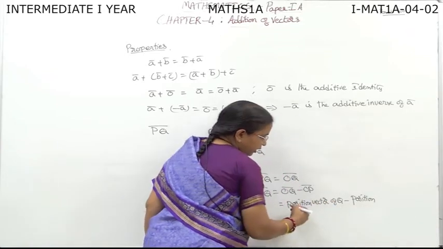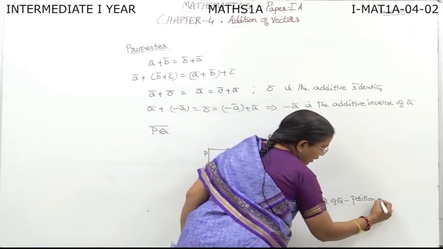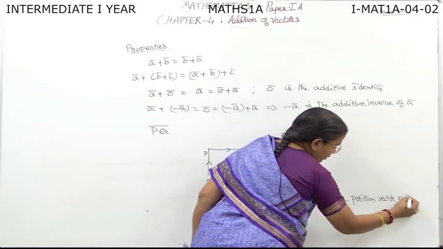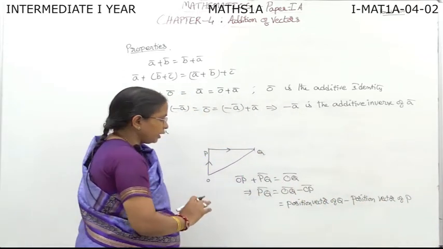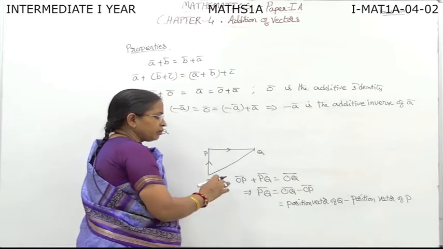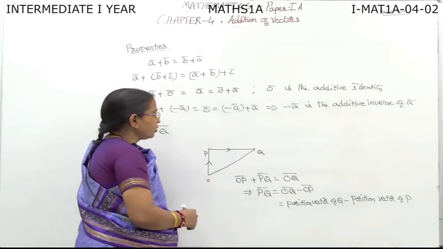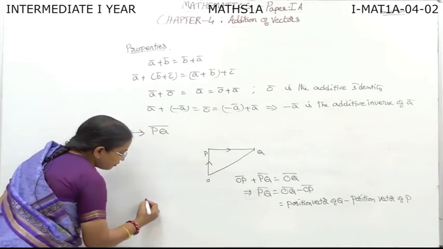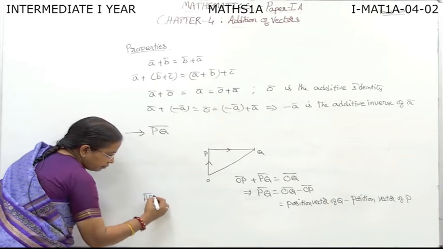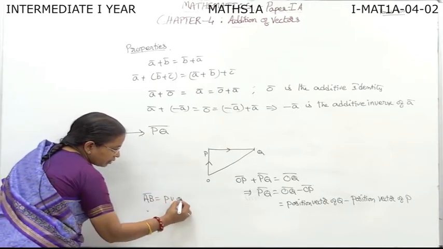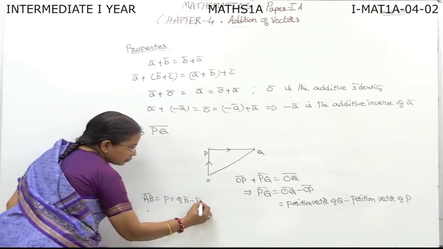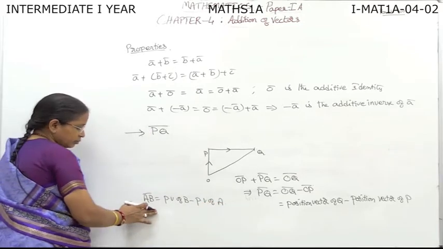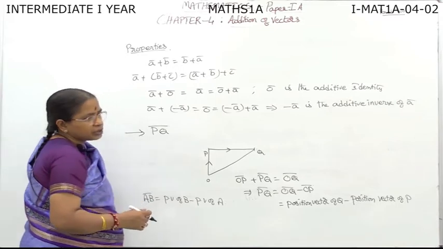So position vector of terminal point minus position vector of initial point. So like this you have to remember. PQ is equal to position vector of Q minus position vector of P. So this is the next point. Suppose I have to find any vector AB. AB means it is the position vector of B minus position vector of A. So like that, AB vector is position vector of B minus position vector of A.